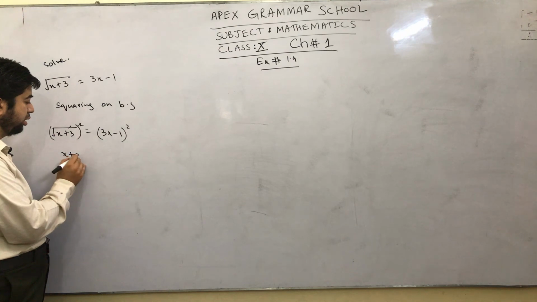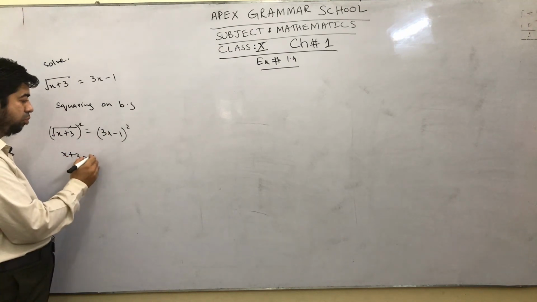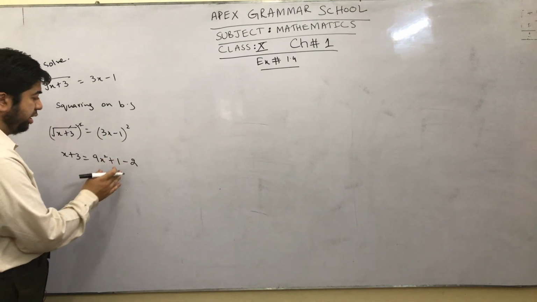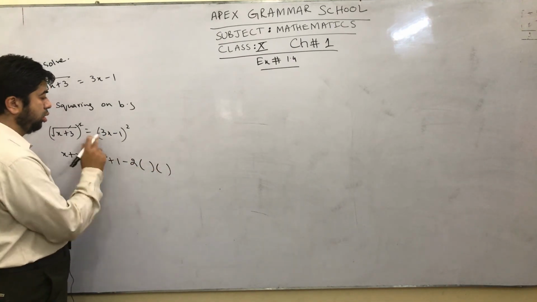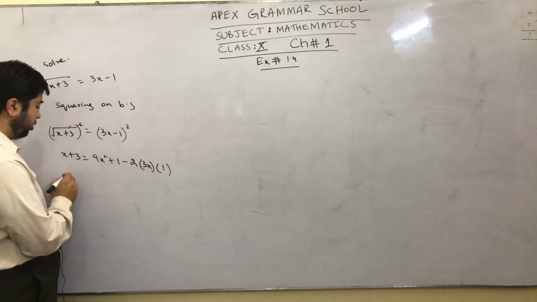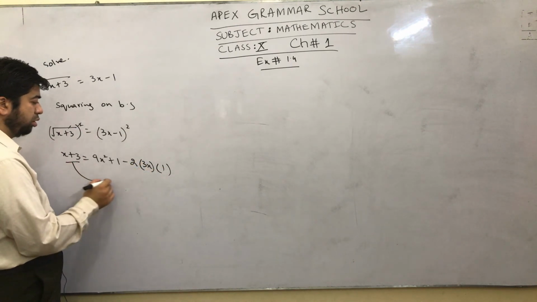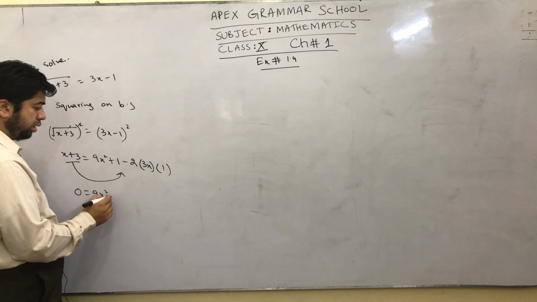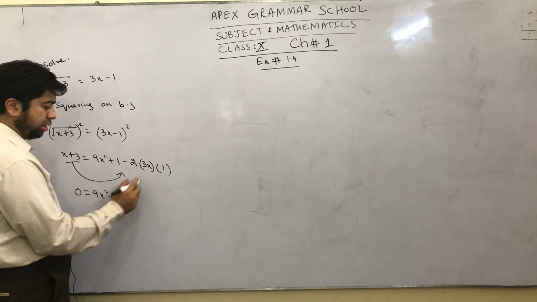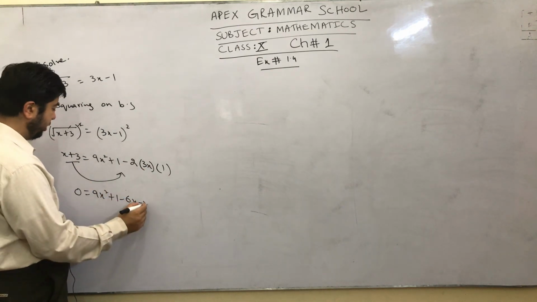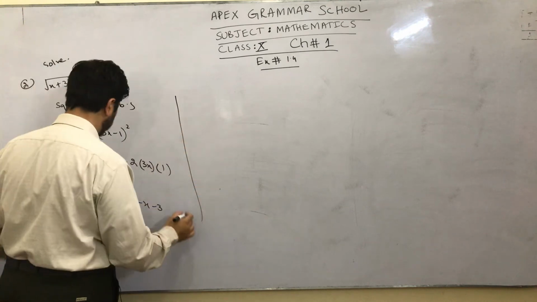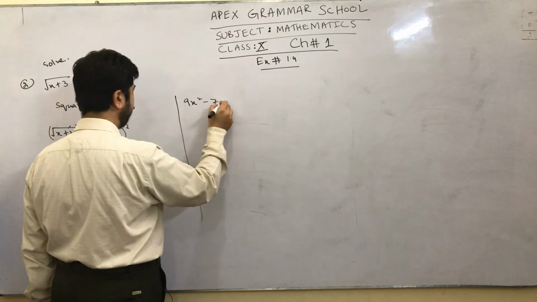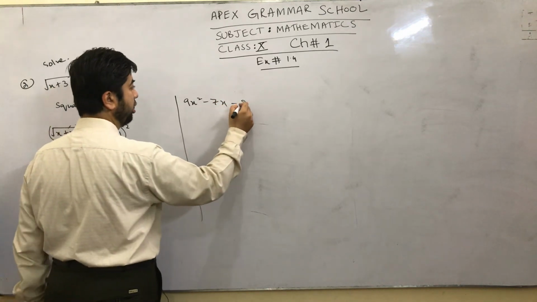Then x plus 3 is equal to, apply the square formula, 9x square plus 1 minus 2ab. I'm just writing it, 3x and 1. Now x plus 3 is positive here and negative on that side. 0 is equal to 9x square plus 1 minus 2 threes are 6x minus x minus 3. So 9x square minus 7x minus 2 is equal to 0.